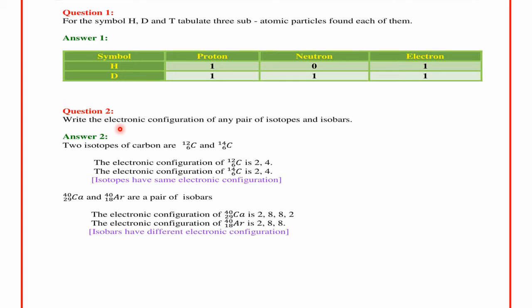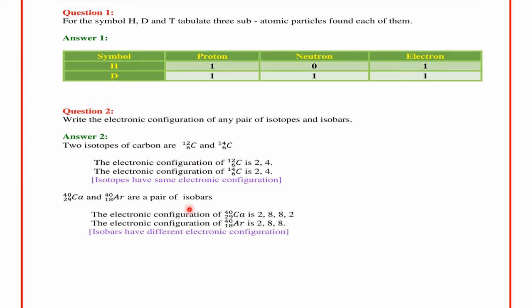Write the electronic configuration of any pair of isotopes and isobars. One sample is given. Carbon-12 and carbon-14 are the two isotopic forms of carbon. The mass number differs, the atomic number is the same. The atomic number gives the number of electrons, so 6 means there are 6 electrons. Two are in the K shell, the remaining 4 are in the L shell, because K can take 2 and L can take a maximum of 8. This we learned in Bohr's theory, the 2n² formula. So the electronic configuration is 2, 4.